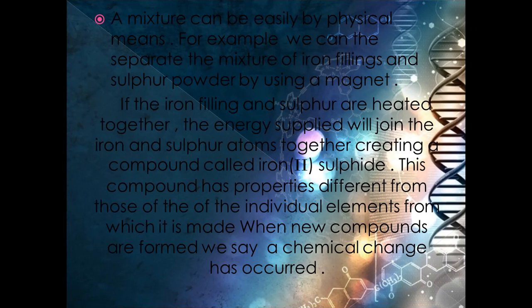A mixture can be easily separated by physical means. For example, we can separate a mixture of iron filings and sulfur powder by using a magnet. If the iron filings and the sulfur are heated together, the energy supplied will join the iron and sulfur atoms together, creating a compound called iron(II) sulfide. This compound has properties different from those of the individual elements from which it is made. When new compounds are formed, we say a chemical change has occurred.